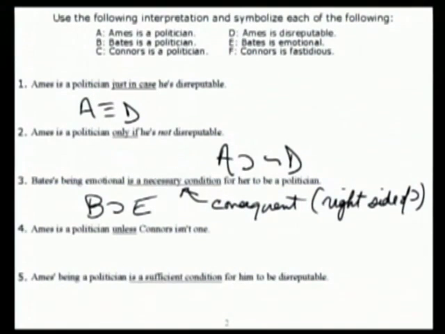And what I want you to get used to is writing the horseshoe properly. You can think of it, if you want, like a little arrow, and we take the head off the arrow. That's our horseshoe. And that might help remind you which way it goes.